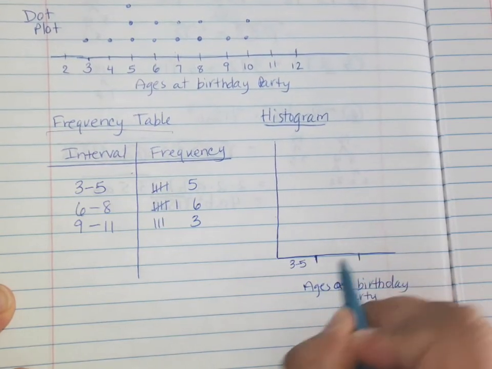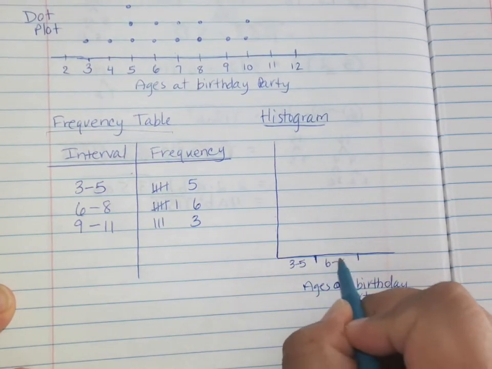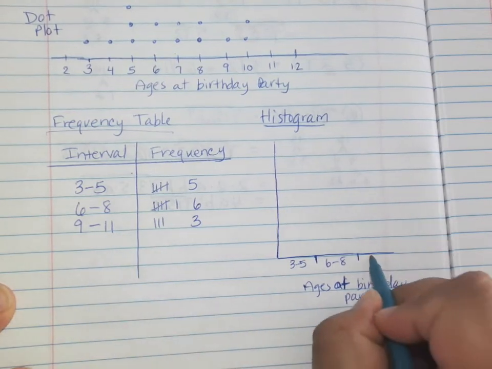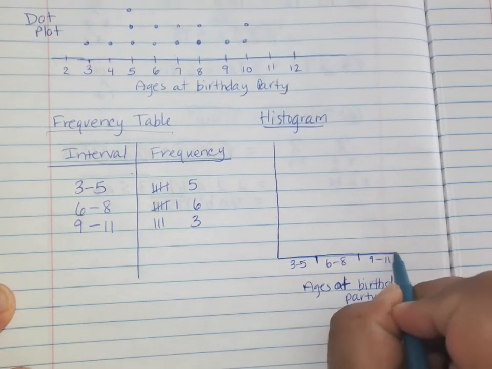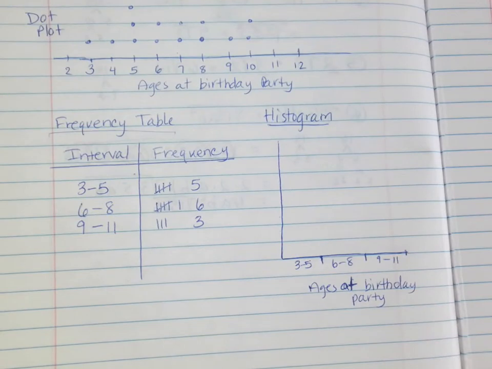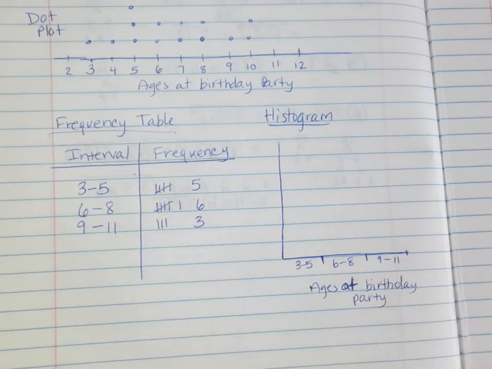My second interval, 6 to 8. And my last interval is 9 to 11. It looks like we only have 3 intervals. You could have many more. In fact, you usually will.